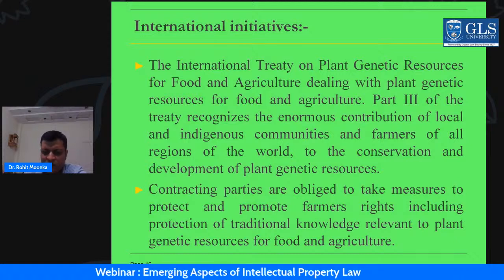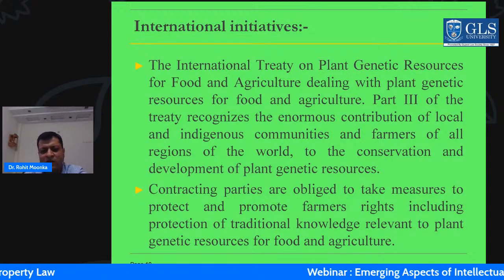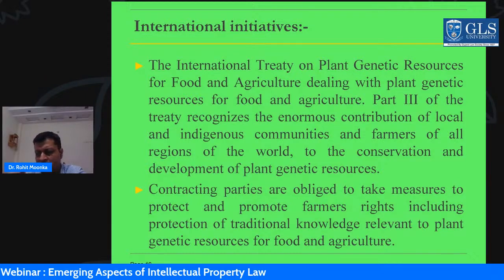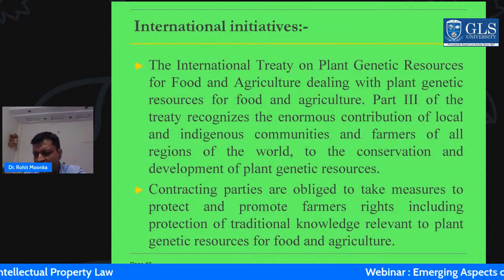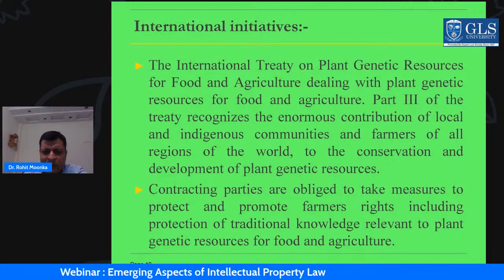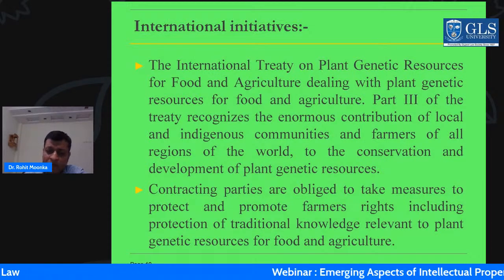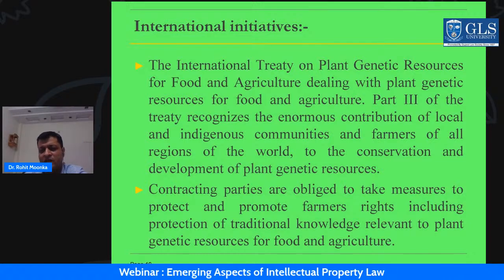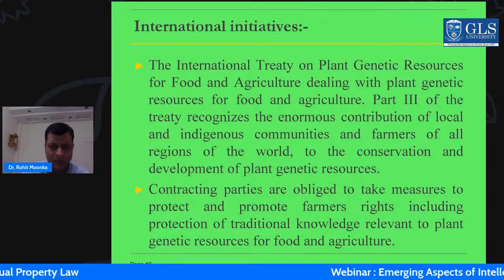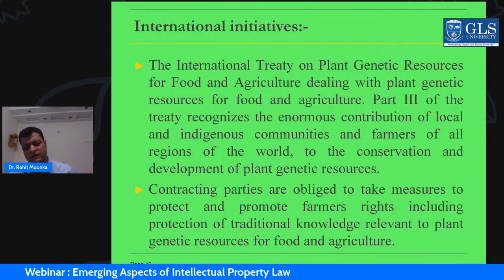Again, this treaty was not on traditional knowledge per se, but it has an element of traditional knowledge because it was on plant genetic resources. And as I mentioned earlier, traditional knowledge related to traditional ecological knowledge, or traditional knowledge related to plants, medicine, all sorts of plants, is a very important facet of traditional knowledge. So by virtue of ITPGR, member countries were obligated to take adequate measures for the protection and promotion of farmers' rights, including protection of traditional knowledge which is relevant for plant genetic resources for food and agriculture. So this was another important development, I would say. But again, this is not directly on traditional knowledge, but it has a facet of traditional knowledge in it.